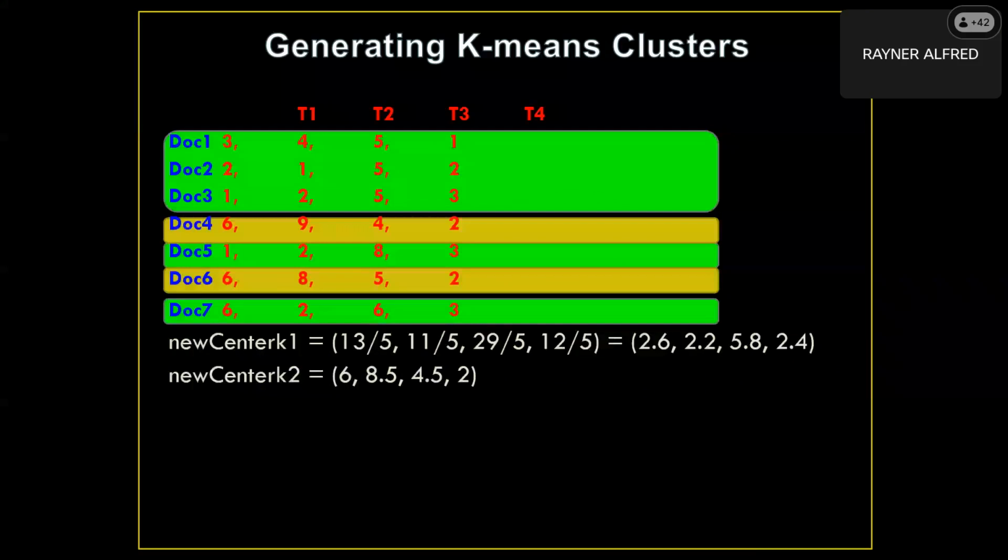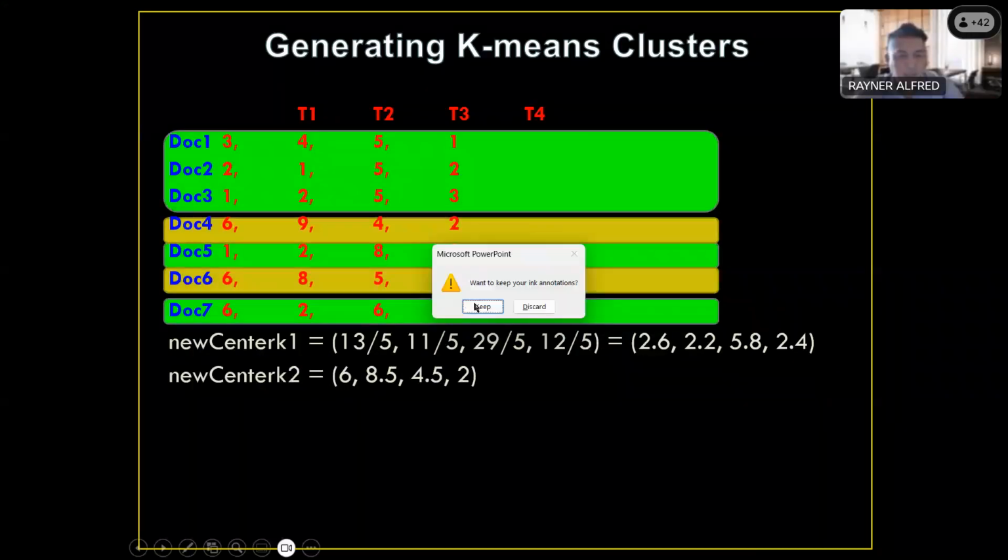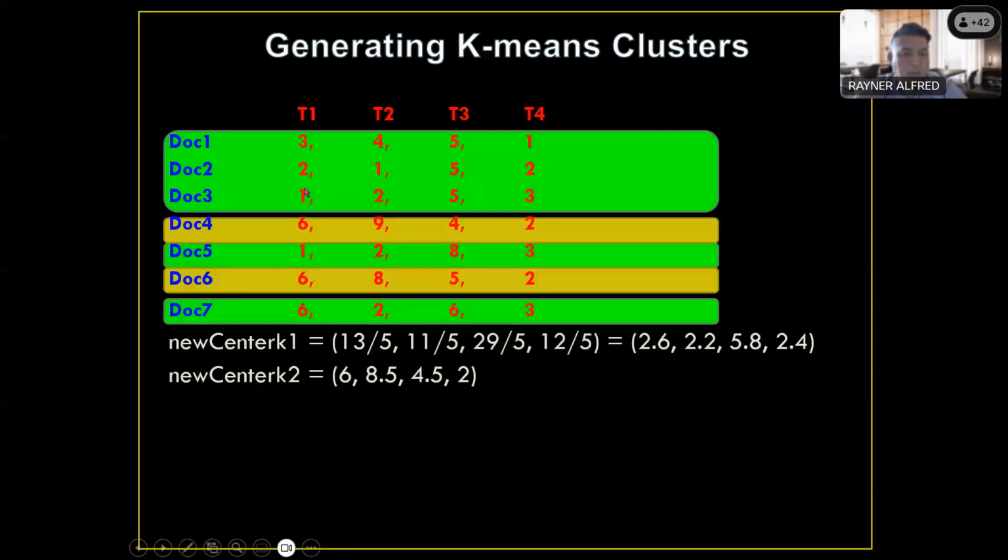Let me change this one first. Okay. So we have this data. The new center for K1 will be, we take the average of the green ones. So we will have all the numbers here, and then we divide by 5. Okay, then we get this value.